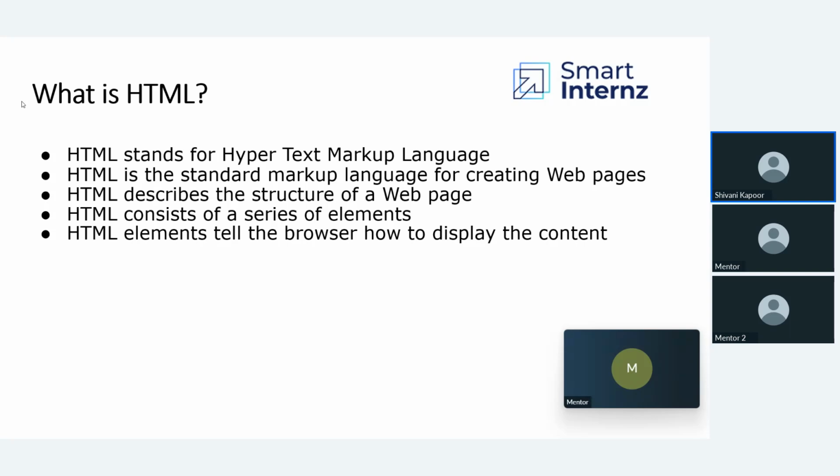Then what does it consist of? It consists of a series of elements that are also known as tags. HTML elements tell the browser how to display the content. If you are writing it in a paragraph tag, it will be displayed as a paragraph. If you are writing it in a head tag, it will be displayed as headings. So this is what HTML is.